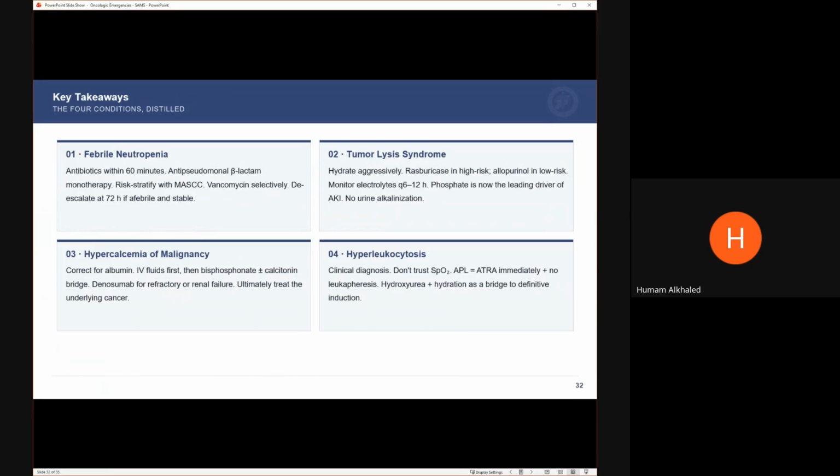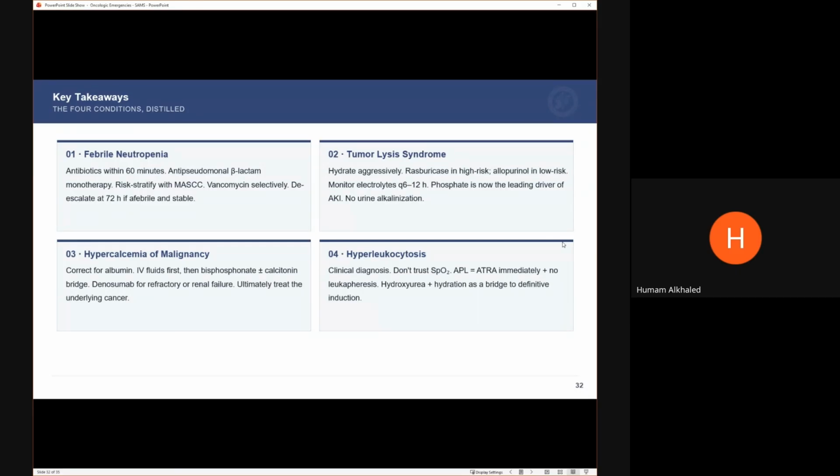The key takeaways are, with febrile neutropenia, you want to start antibiotics within 60 minutes, and you want to make sure that you have anti-pseudomonal beta-lactam monotherapy, plus or minus vancomycin, depending on the patient presentation. Tumor lysis syndrome, you want to hydrate aggressively, and you want to use rasburicase in high-risk patients. Hypercalcemia, you always want to correct calcium for albumin, or you can get an ionized calcium, and you always want to start with hydration as well. Hyperleukocytosis is a clinical diagnosis, do not always rely on the numbers. And in APL patients, you want to start ATRA as soon as possible.